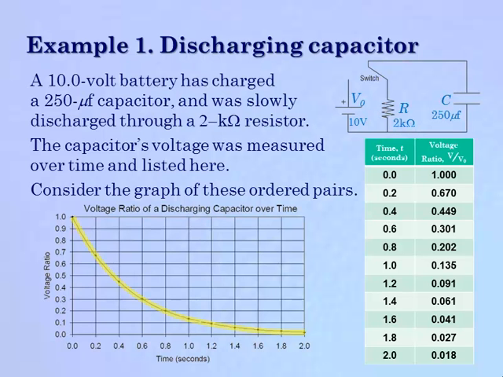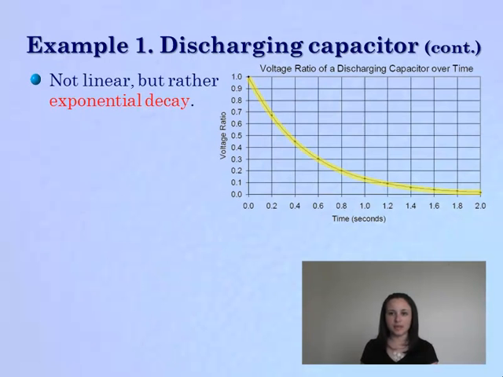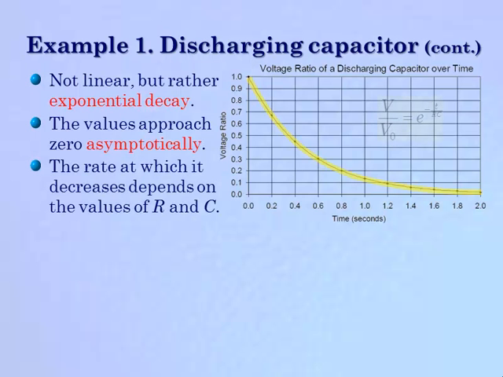Let's consider a graph of these ordered pairs. You can see that it drops very rapidly at the start, and then it sort of flattens out more slowly as it approaches 0. Well, that's a very important process, and that process is called exponential decay. And you'll encounter things like this often in your photonics career. These values approach 0, in this case, asymptotically. That is, it gets closer and closer to 0, but never quite gets there.